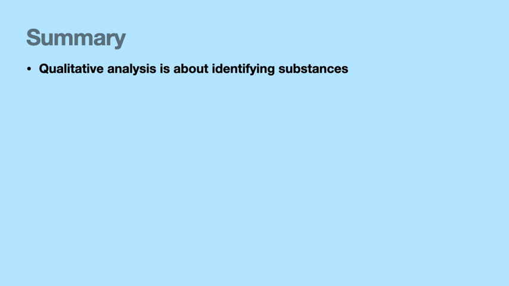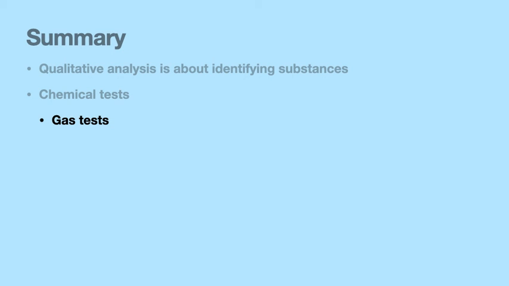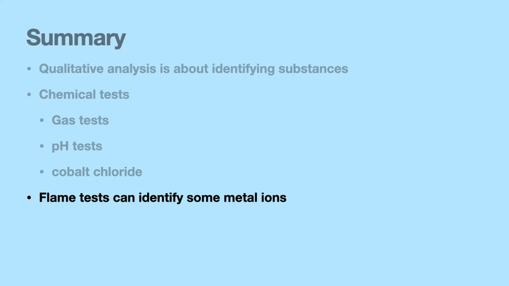Okay, so to sum up, qualitative analysis is about identifying substances. We've seen your basic chemical tests, your gas tests: test for hydrogen, test for oxygen, test for carbon dioxide. You've seen pH testing using a universal indicator. And we've seen how we can use cobalt chloride paper to identify water. We've mentioned flame tests, and that can be used to identify some, but not all, metal ions.